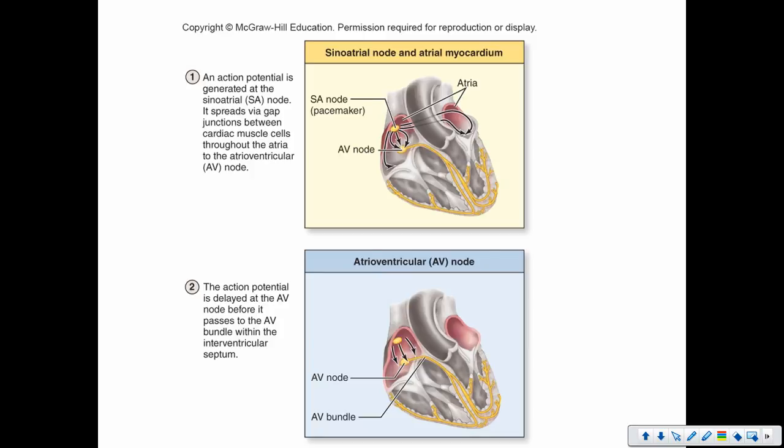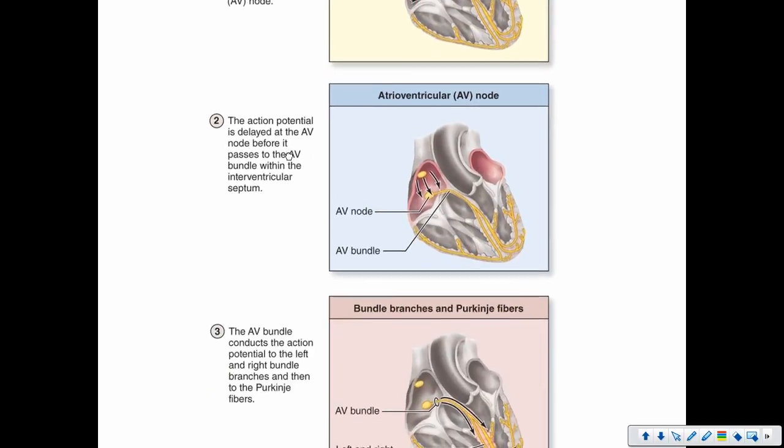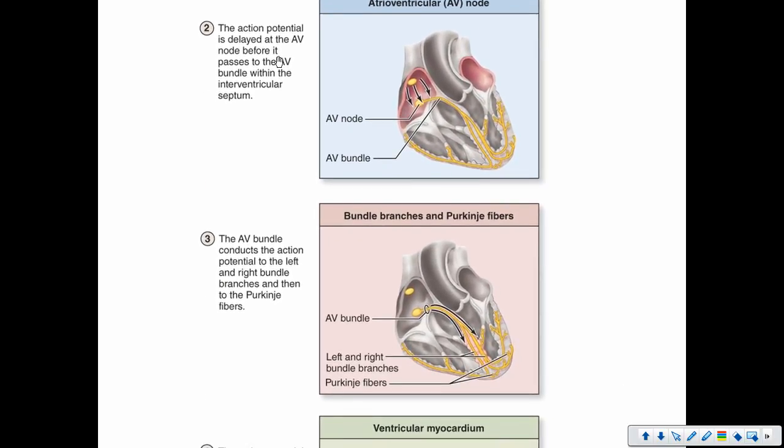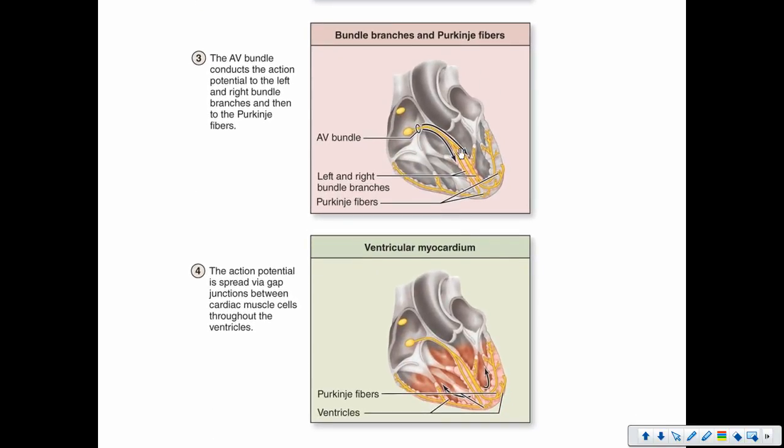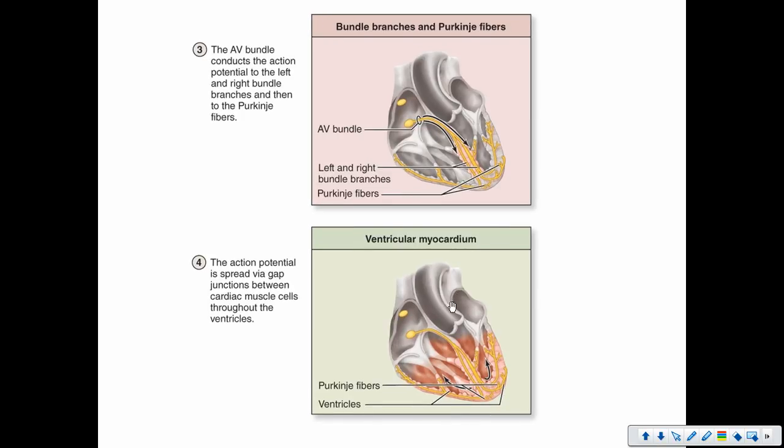Then you can see the next one down here, number 2, that the action potential is delayed at the atrioventricular node before it passes into the bundle. Then the AV bundle is going to conduct that action potential down into the Purkinje fibers, and then the Purkinje fibers are going to cause an action potential to be propagated from the bottom up. Okay?